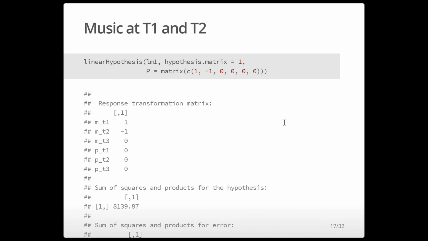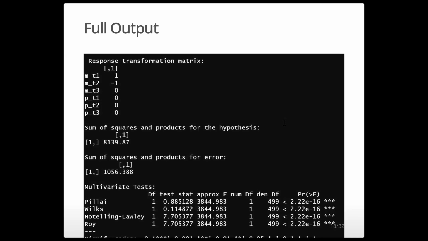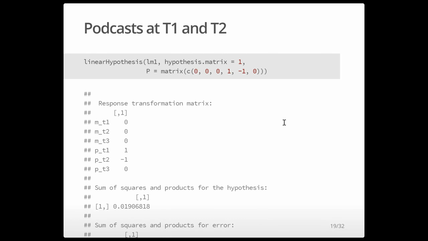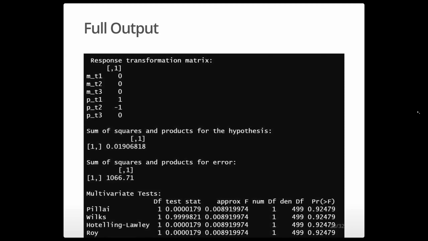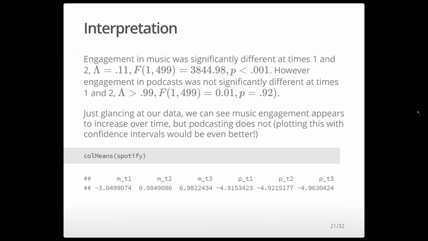So here, what I'm doing is I'm testing the first two columns of my data against one another. So I'm comparing music at time 1 to music at time 2. And here's the full output when we see that this is significant. And so here is podcast at time 1 to podcast at time 2. So this is the same order as the columns in my data. It just shows me back this response transformation matrix here. And so this we see is not significant. So we see there was a significant difference between time 1 and time 2 for music, but not for podcasts. So engagement in music was significantly different at times 1 and 2. However, engagement in podcasts was not significantly different at times 1 and 2.